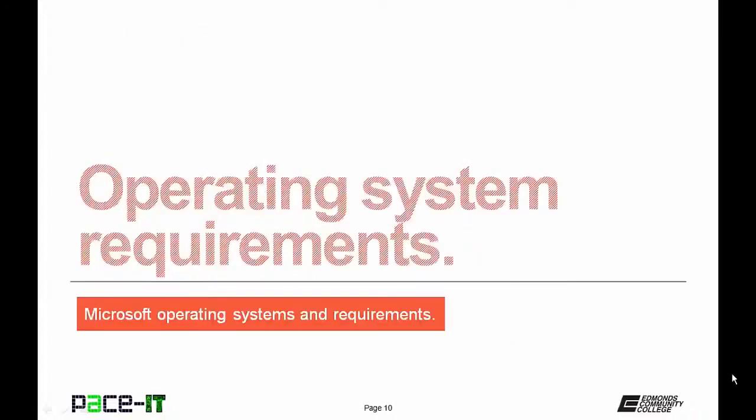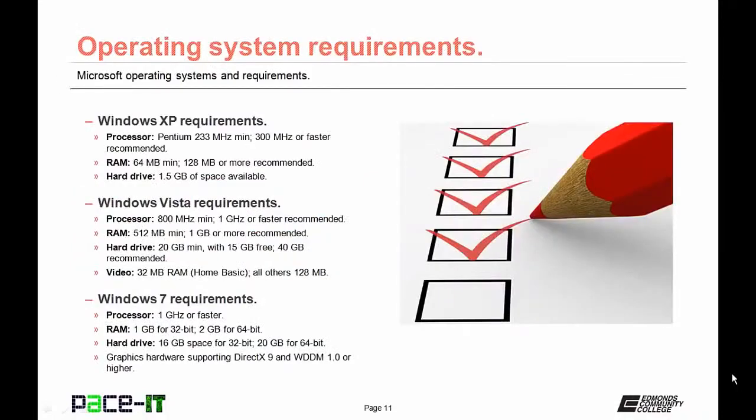Now let's discuss the systems requirements for each of those operating systems. The requirements for Windows XP were fairly minimal, at least by today's standard. For the processor, the minimum requirement was a processor that could run at 233 megahertz. Microsoft did recommend that the processor be a 300 megahertz or faster processor.